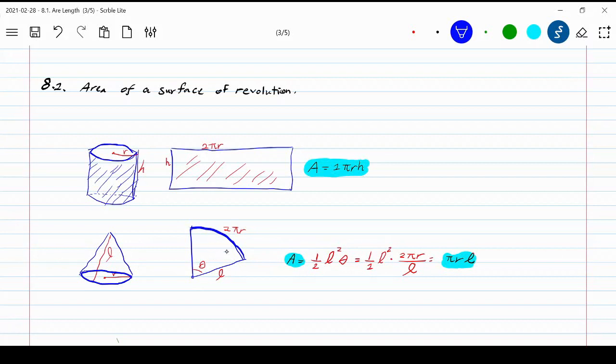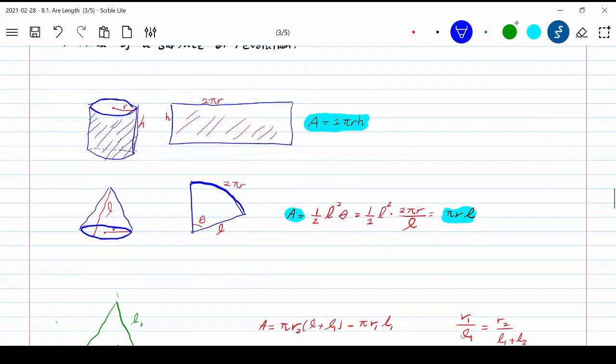This section of a circle has the perimeter 2 pi r, the length L, and the angle theta. If you open this cone, you will see the angle. It's not always a fixed angle. It depends on L and radius r. So the area could be calculated through the angle theta and L, and you can relate these two and say the area would be 1/2 L squared theta.